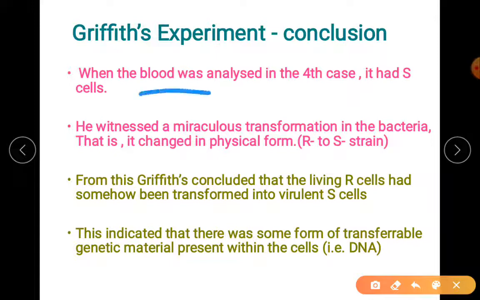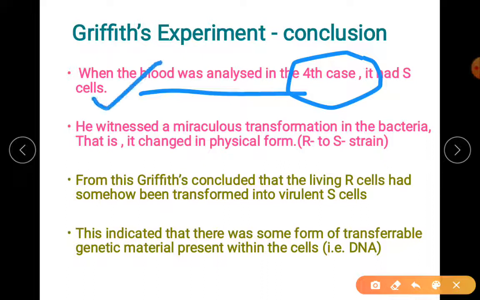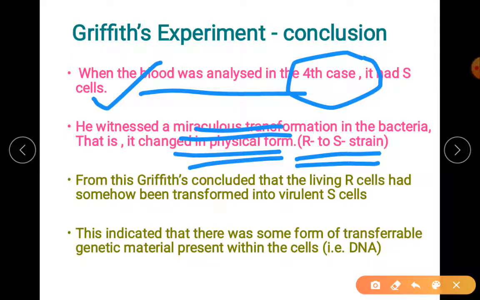So he took the blood, as we say in an autopsy, right? Autopsy, and biopsy for a living person, where we take a sample, a piece of tissue from the liver. Here the blood was analyzed in that fourth case where the mice died, and he came to know it had majorly S cells. So he witnessed that transformation. What was that transformation? R to S strain. That was a physical change from rough to smooth strain.